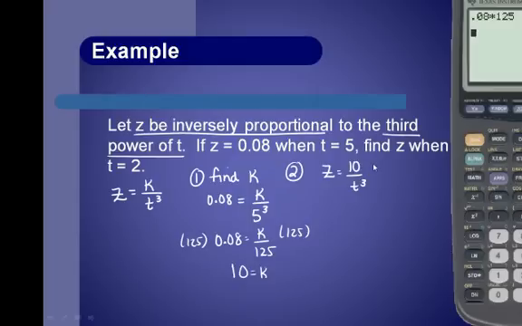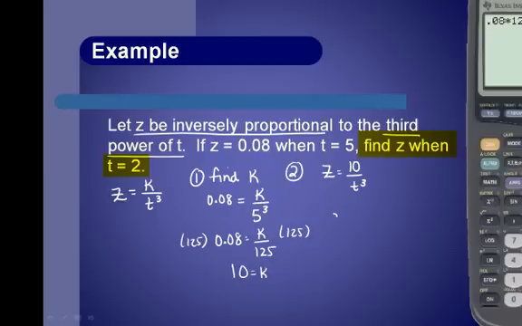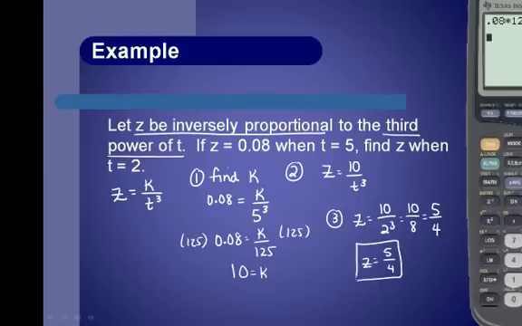And then the third piece says find z when t is 2. So we're going to plug it in. We're looking for z equals 10 over 2 to the third, which would be 10 over 8, which would simplify to 5/4. So for this problem, z would be 5 over 4.